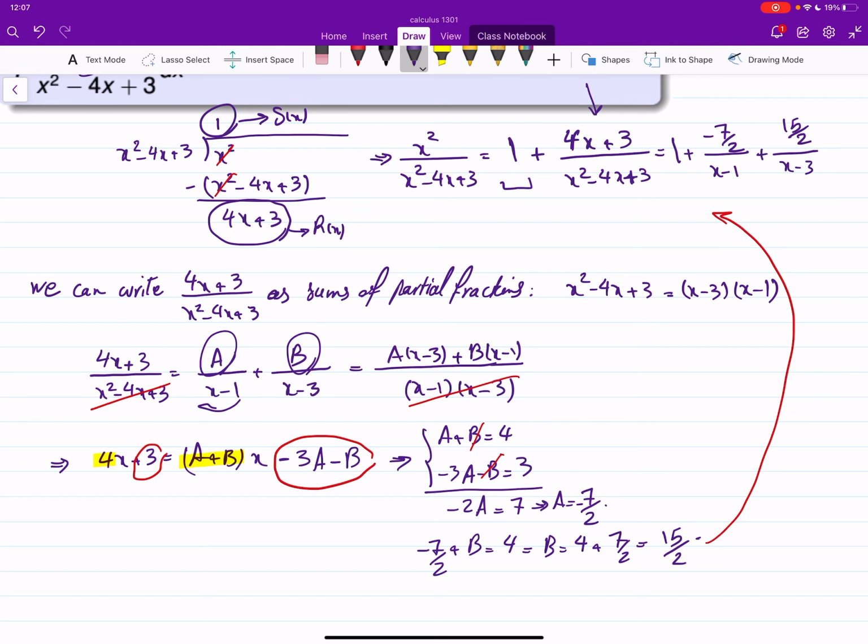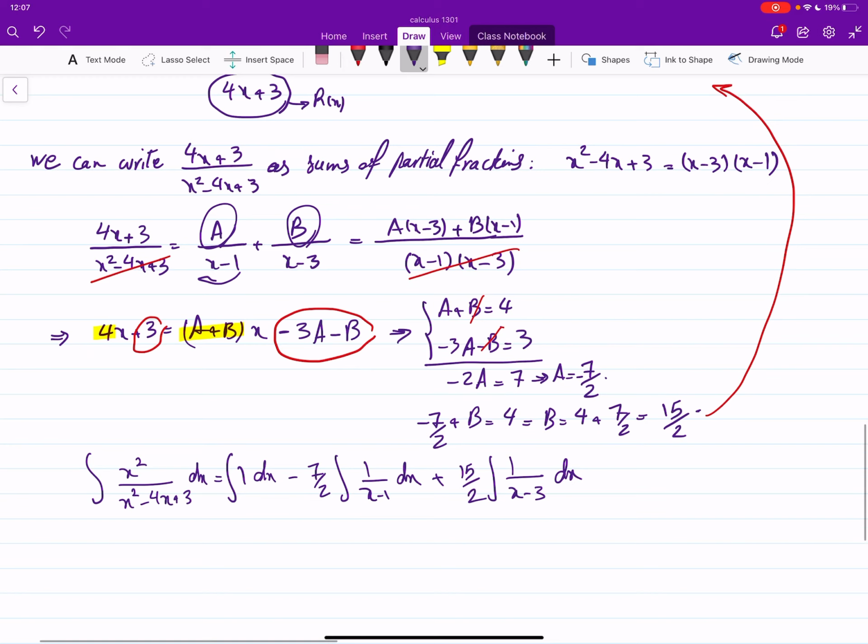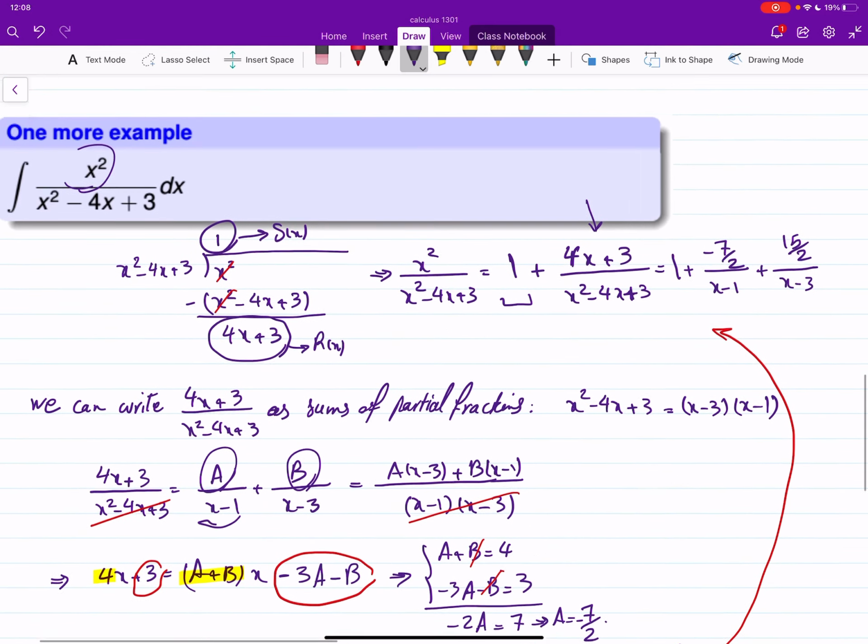And that way we are good to go, because if you're interested in the integral of x squared over x squared minus 4x plus 3, we first write it as the integral of 1, minus 7 over 2 times the integral of 1 over x minus 1, plus 15 over 2 times the integral of 1 over x minus 3 dx. These are partial fractions, and I'm assuming that you know how to deal with those. The last term is 15 over 2 ln of x minus 3, and I will write plus c, don't forget that. And this way we have done all the steps required.